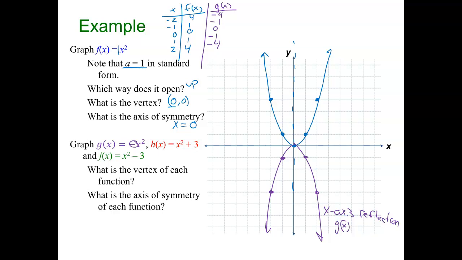Okay? Vertex, did it move? Or is it still at 0, 0? Still at 0, 0. It's still here. But now it's a maximum instead of a minimum. So my vertex is still at 0, 0 for g of x. Axis of symmetry, did that move? No. Still at x equals 0. It didn't move.